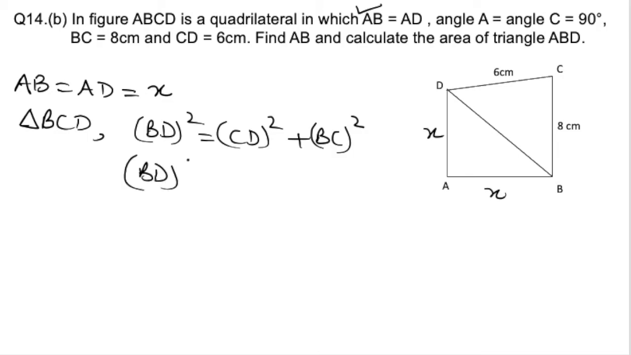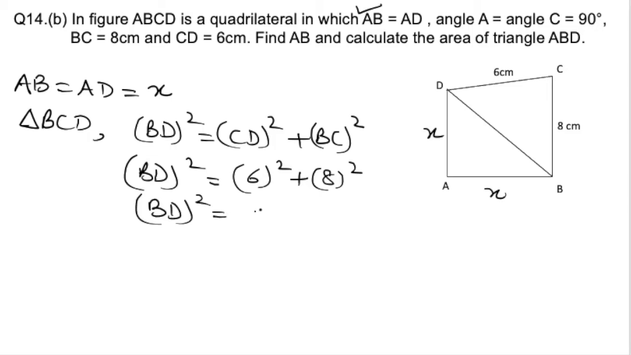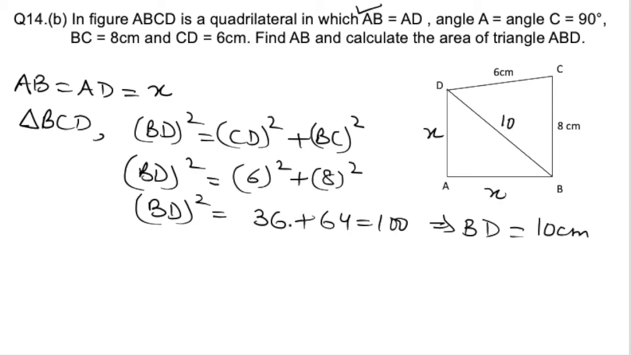Or we can also write BD square is equal to, let's substitute the values. CD square means 6 square and BC square means 8 square. So BD square will be equal to 36 plus 64, which is equal to 100. This clearly gives the value of BD diagonal as 10 centimeters.